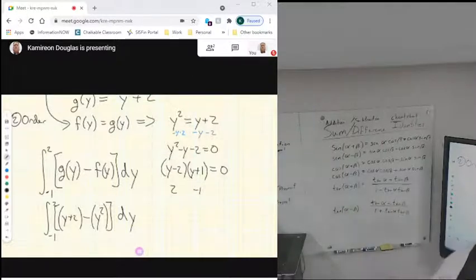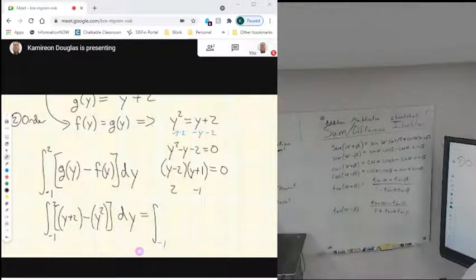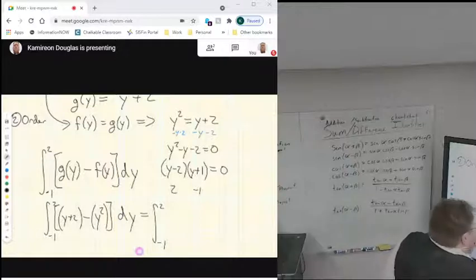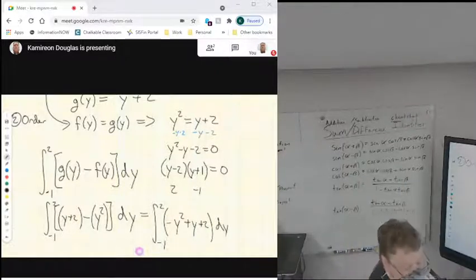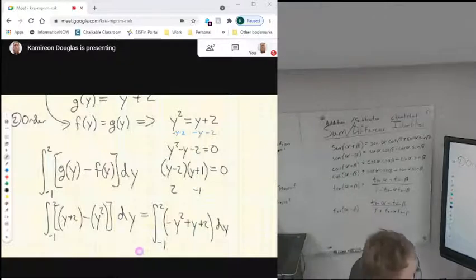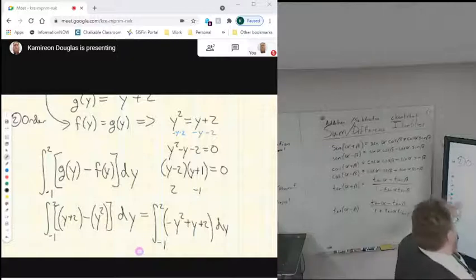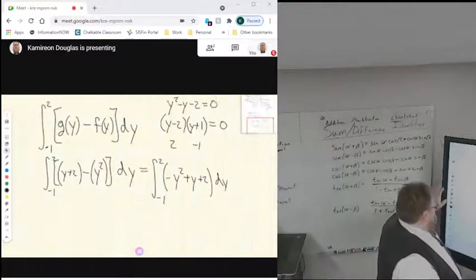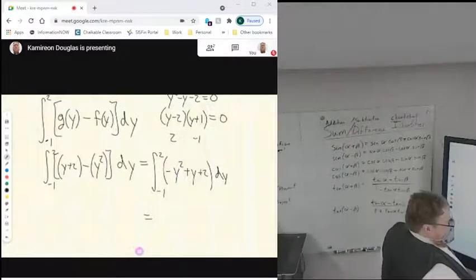If I simplify this, it doesn't get much better. But again, you'll notice that the equation we found earlier is similar to the one we find here. The order is kind of what matters. This becomes negative y squared plus y plus 2 dy. Nope, can't do that. I haven't integrated yet. Oh, yeah. I have to integrate. But you're on the right track. Let's do it. Integrate this thing.